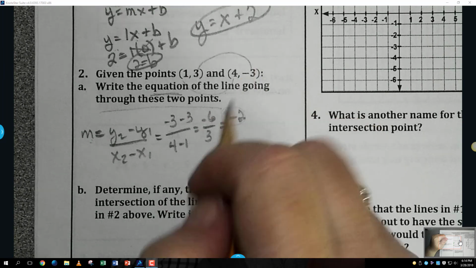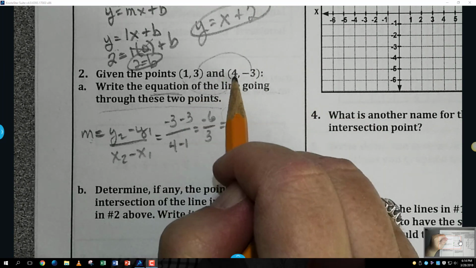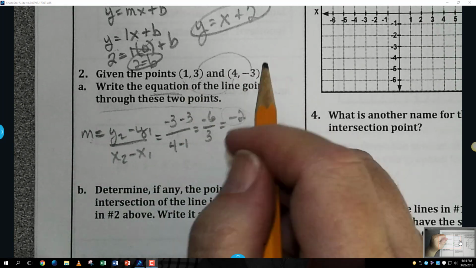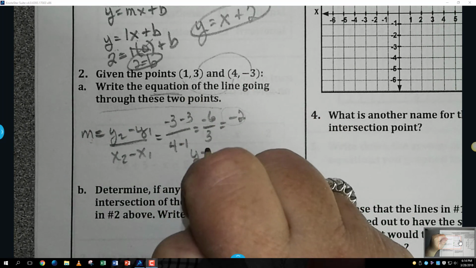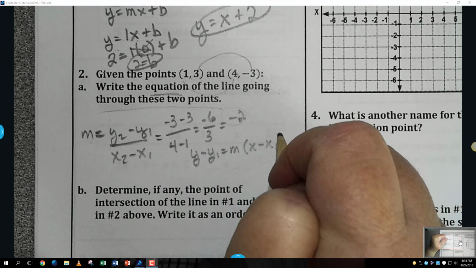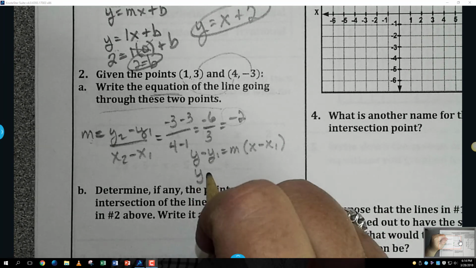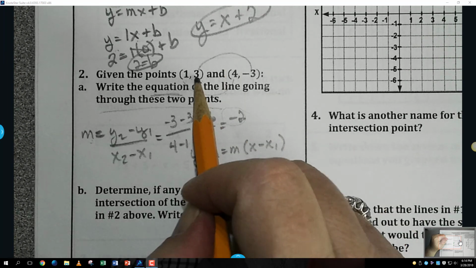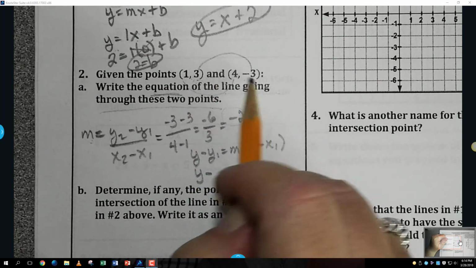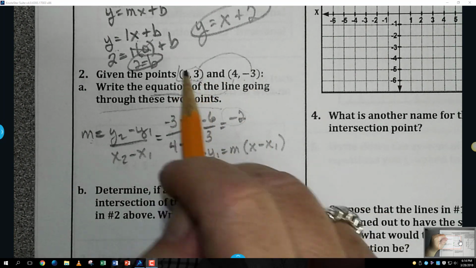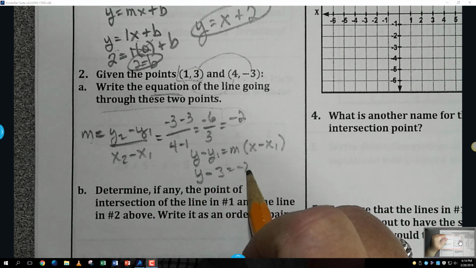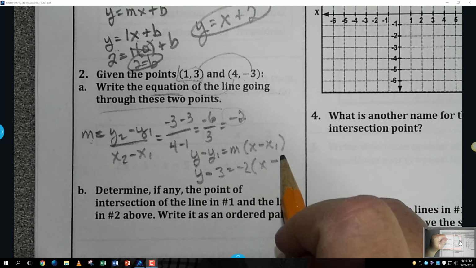Okay, so since I'm given 2 points and neither one of them is the y-intercept, I am going to go ahead and use y minus y sub 1 equals m times the quantity x minus x sub 1. So then y minus 3, or you could say y minus negative 3. Choose one of them, but use the 1 for both the x and the y. So y minus 3 equals, the slope was negative 2, times the quantity x minus 1.